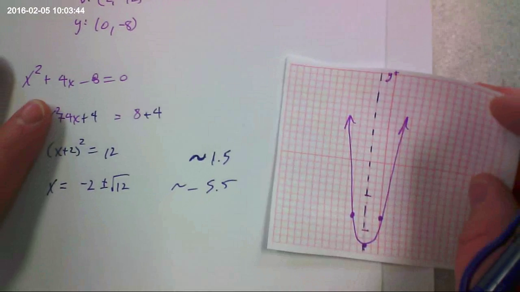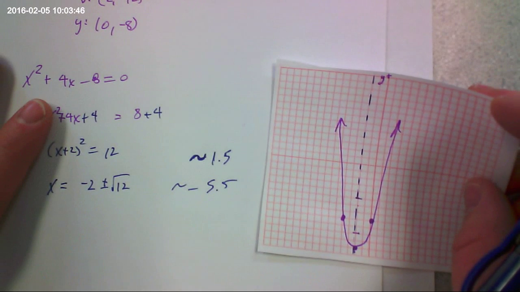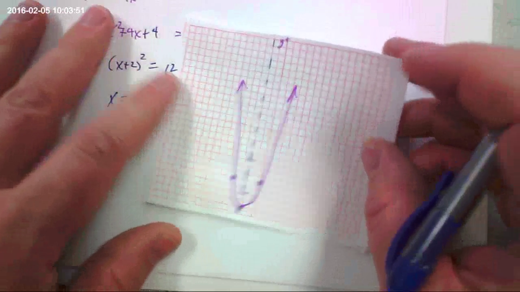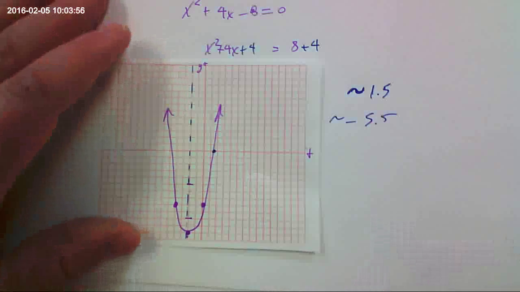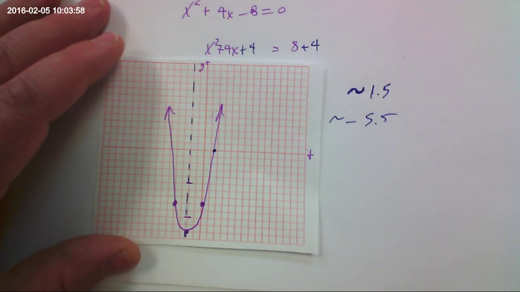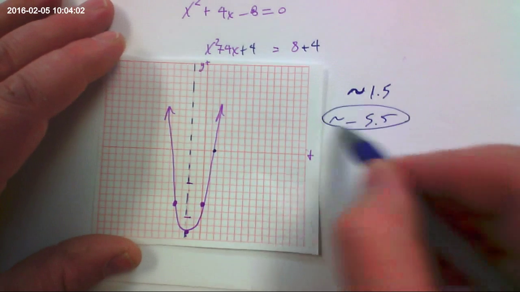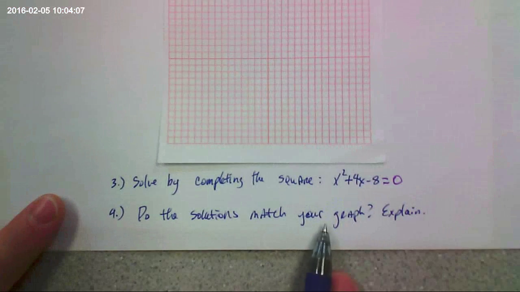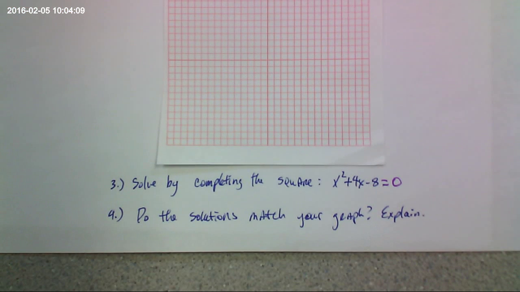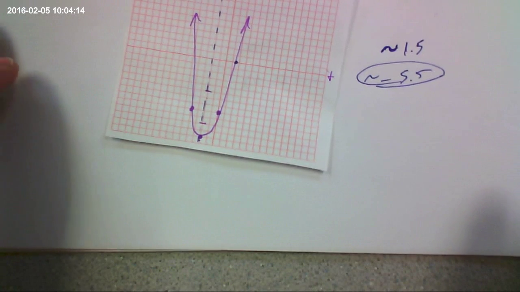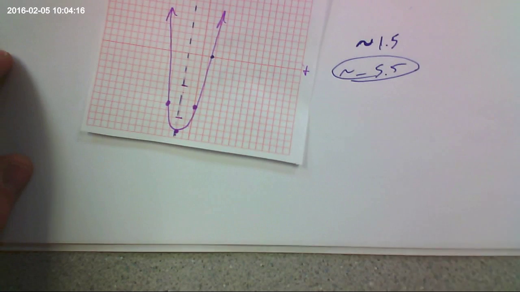How close am I? They're close? Well, 1.5 is pretty close. That's not so close. So the question said, do the solutions match your graph? I would say no. One matches, one doesn't. Why does the other one not match? One's approximate. What do you think, Sam?